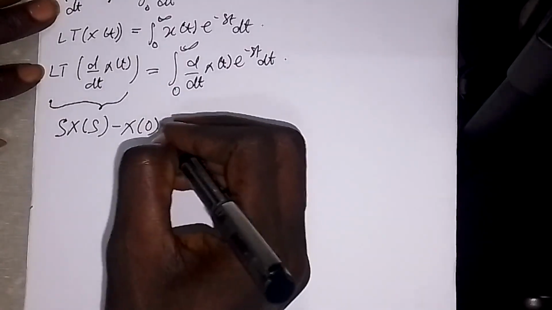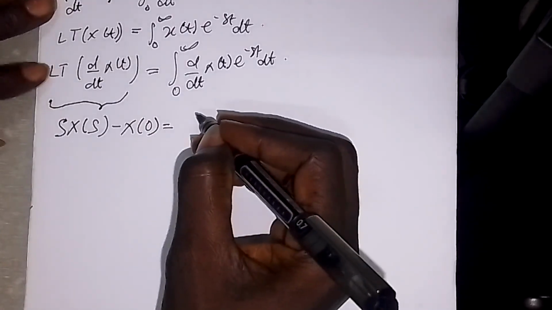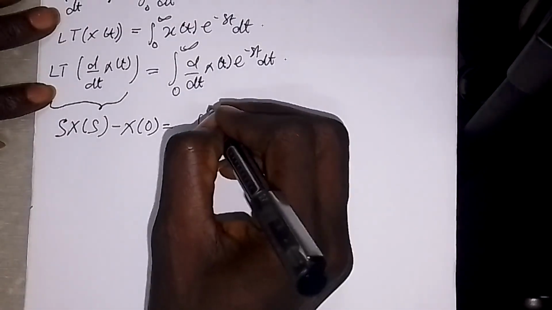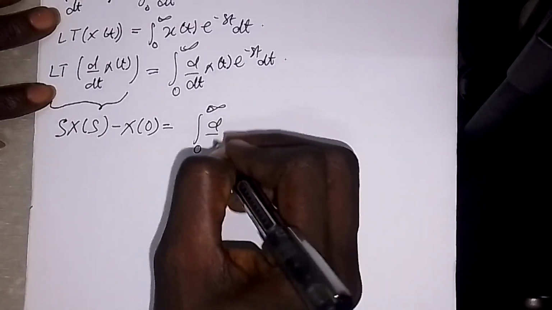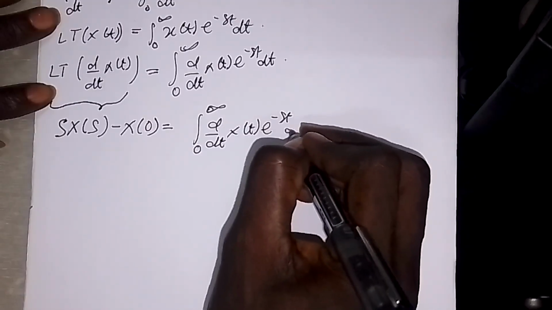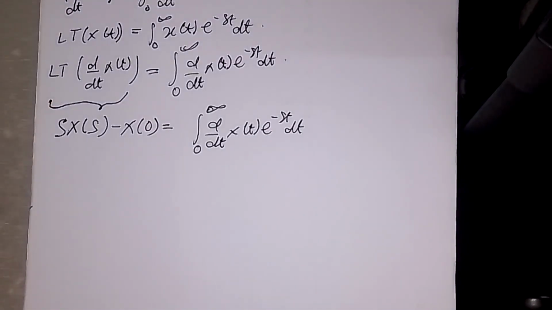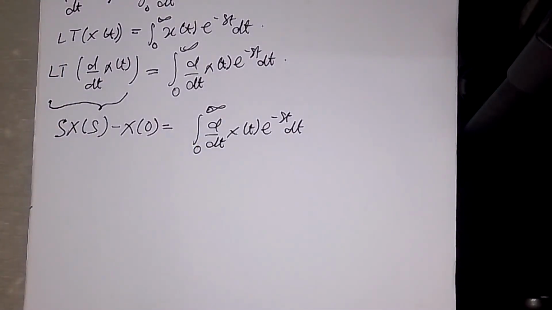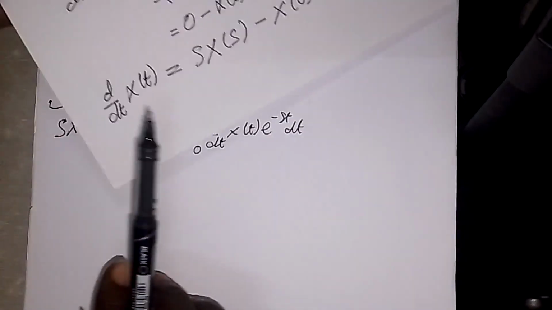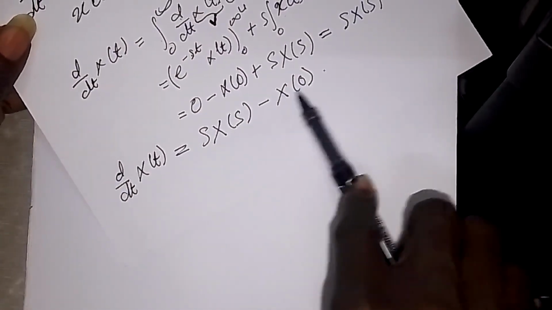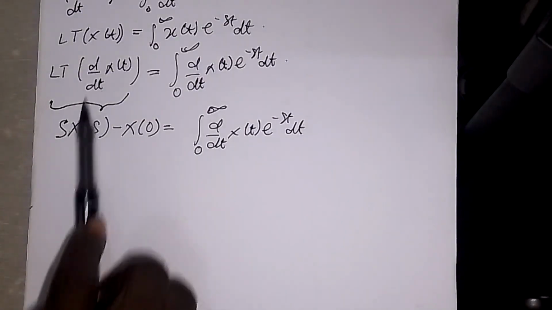Now this one is going to be equals to what I have here, which is 0 to infinity of d of dt into x of t into e minus st dt. Okay, so it's equals to this one. Please let me just show you from here. You see that this is what I actually got, and that is why I've written the same thing over here.